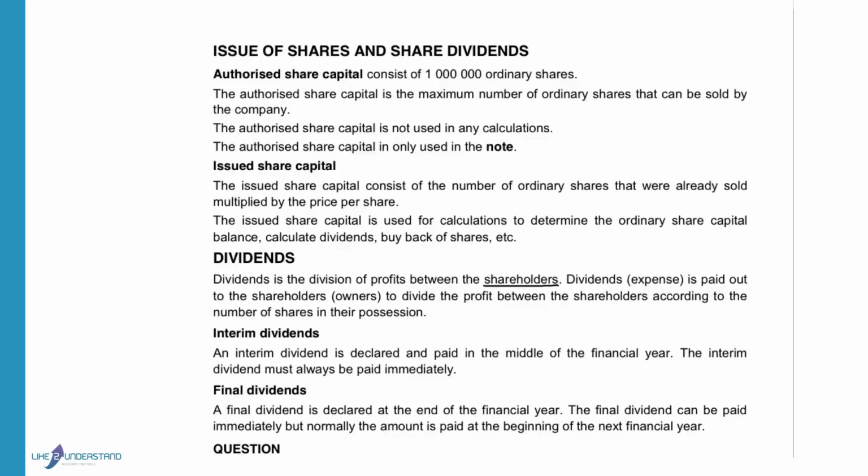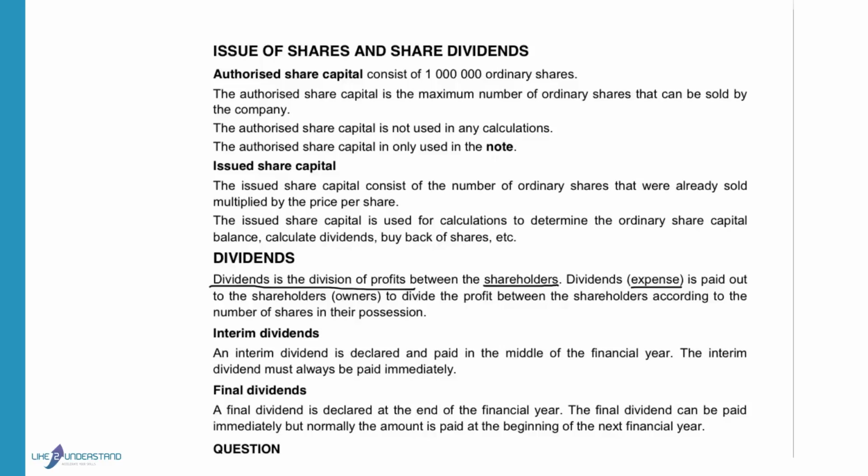Now, what is the purpose of a business? It is to make a profit so that the owners of the business can share in the profits. So these shareholders want to share in the profits. And this profit is divided between them according to dividends. So dividends is used to divide profits between shareholders. Therefore, this means that a dividend is an expense because it's paid out to the shareholders, the owners, to divide the profit according to the number of shares they have.